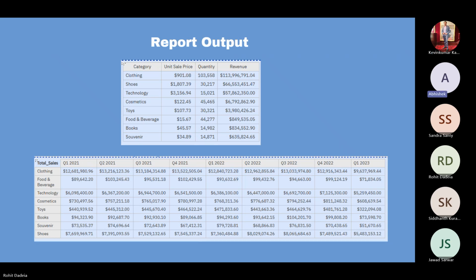On this slide, we see the report output in tables where we again confirm that the total revenue for clothing is the highest, followed by shoes and technology. And it is also the same for the quarterly sales, as we can see from the lower table. Next slide, please.